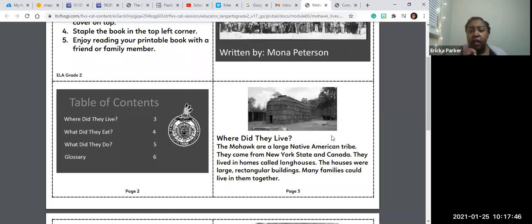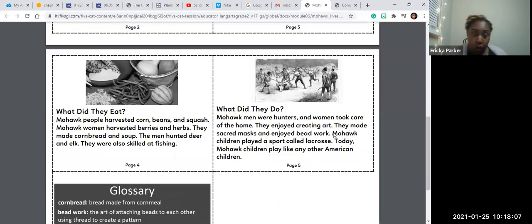Where did they live? The Mohawk are a large Native American tribe. They come from New York State and Canada. They lived in homes called longhouses. The houses were large rectangular buildings. Many families could live in them together.